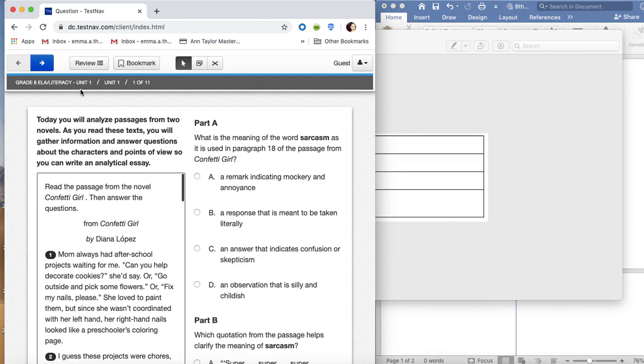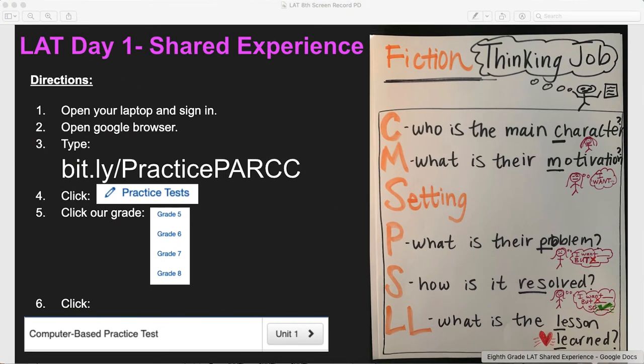It's all fiction. We know that when we read fiction, narrative stories, there's a particular kind of thinking we need to do. Our thinking job for fiction is to think about the character, the motivation, the setting, the problem, solution, and then lesson learned. These are probably the most important things to be thinking about when we read stories. I know that's a lot, but the cool thing is you've already learned all this stuff this year. You just get a chance now to show what you've learned with new stories. So we're all logged in.